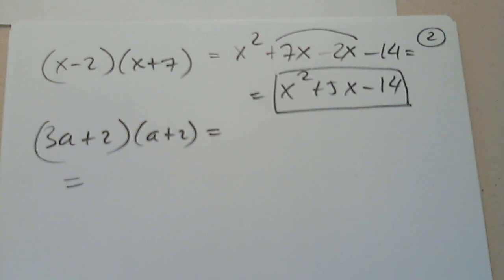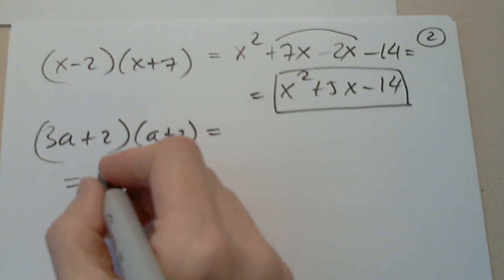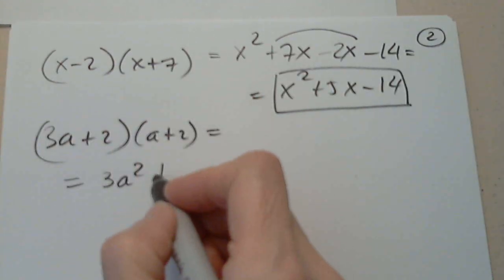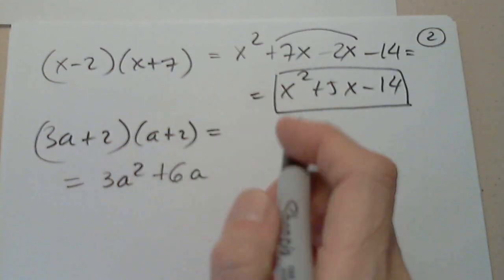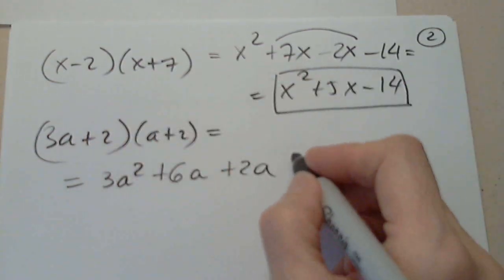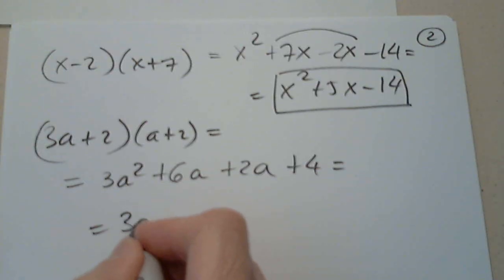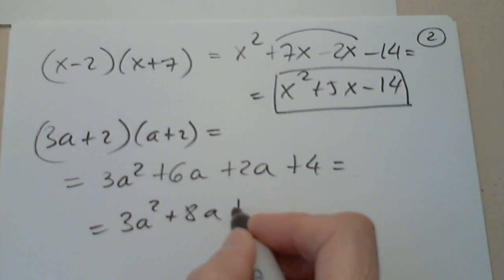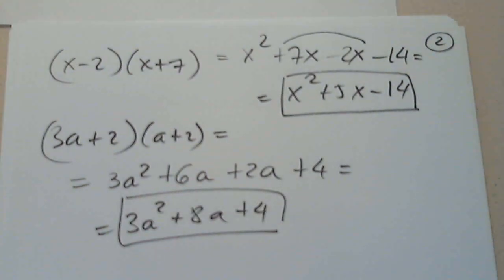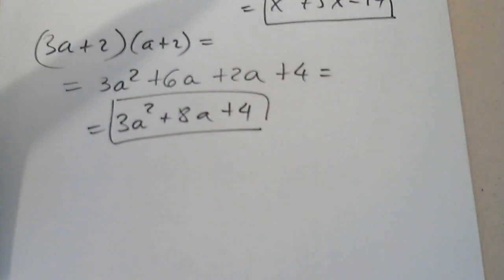Anyone, please? 3a squared and then 6a and then 2a and then plus 4. Very good. Combine like terms: 3a squared plus 8a plus 4. Again, it's a trinomial. It's in descending order. The leading term is 3a squared. The leading coefficient is 3 and the degree is 2.